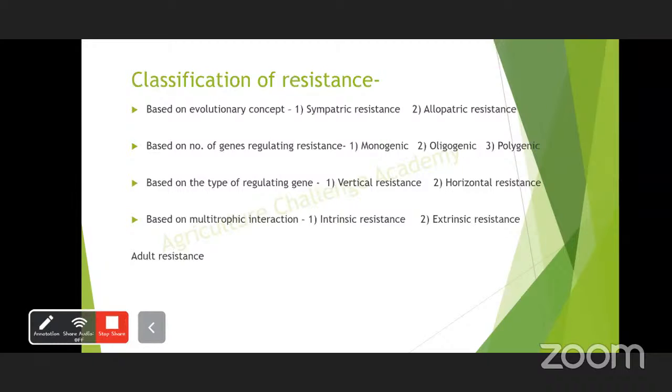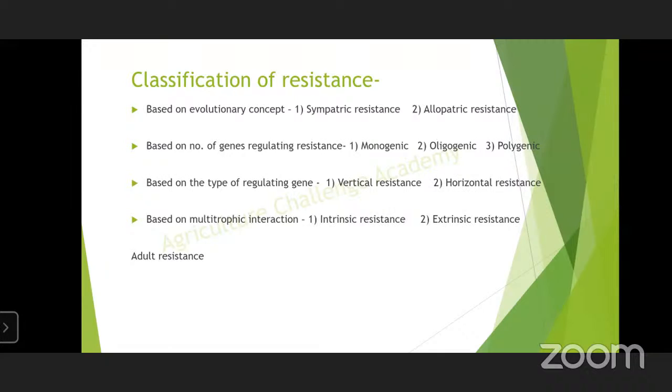Next is the classification of resistance. This is a very important topic. Everyone should know about this thing. And here a lot of terms will come, and we have to deal with these terms one by one. The first basis is based on evolutionary concept.